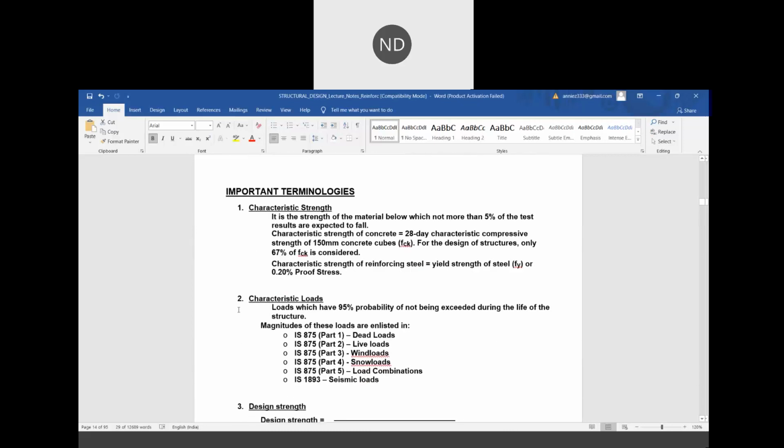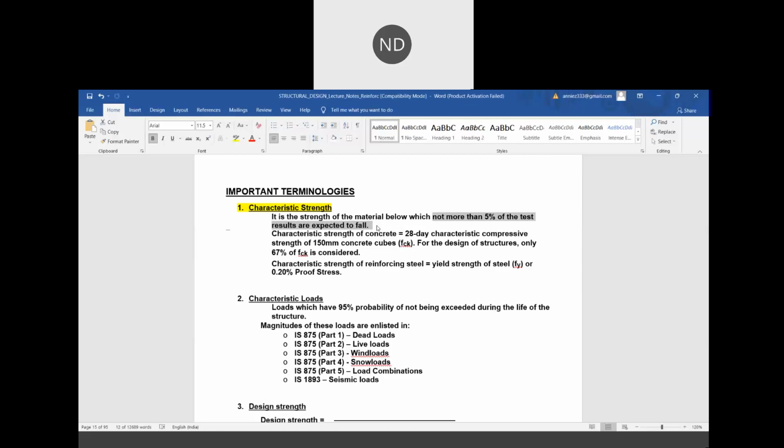Now there are some important terminologies which you need to know. That is characteristic strength. Characteristic strength, you already know what that is. It is the strength of the material below which not more than 5% of the test results are expected to fall. This is a very important thing. You may be asked this question also.